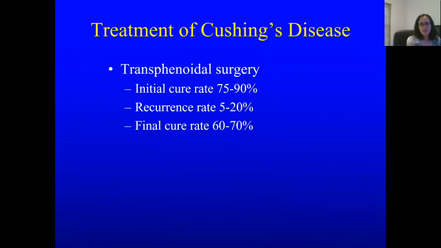So treatment of Cushing's disease, the preferred treatment for Cushing's disease is get it out, take it out. And if it's a pituitary source, transsphenoidal surgery to remove the pituitary adenoma is the answer. The initial cure rate is 75 to 90%. There's a pretty high recurrence rate of 5 to 20%. So the final cure rate of pituitary Cushing's is anywhere from 60 to 70%.